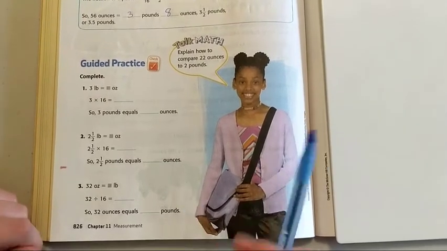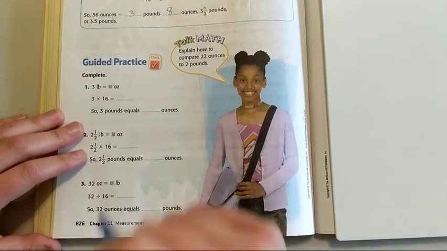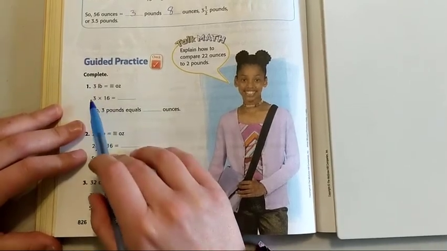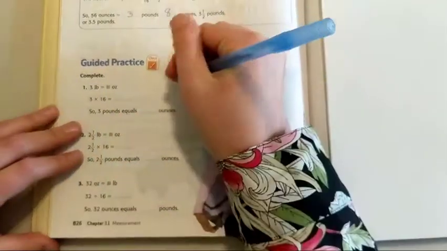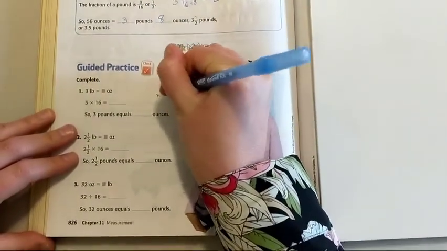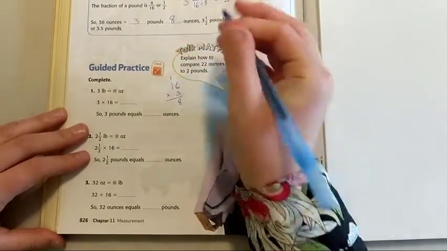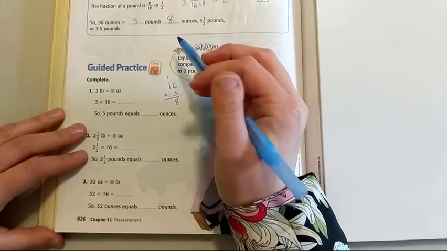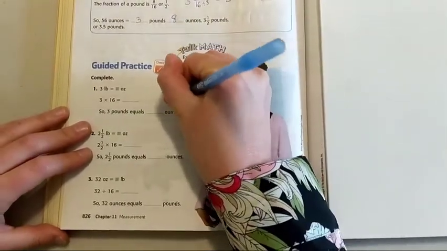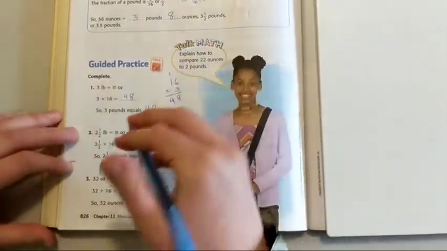Okay, are you ready? So we want to turn 3 pounds into ounces. Because we're converting to a smaller unit, we know we're going to multiply. So 3 times 16, I actually have it from up here, but I'll write it again. 16 times 3. 3 times 6 is 18, carry the 1. 3 times 1 is 3, plus 1 is 4. So that's 48 ounces. It's the same as 3 pounds.